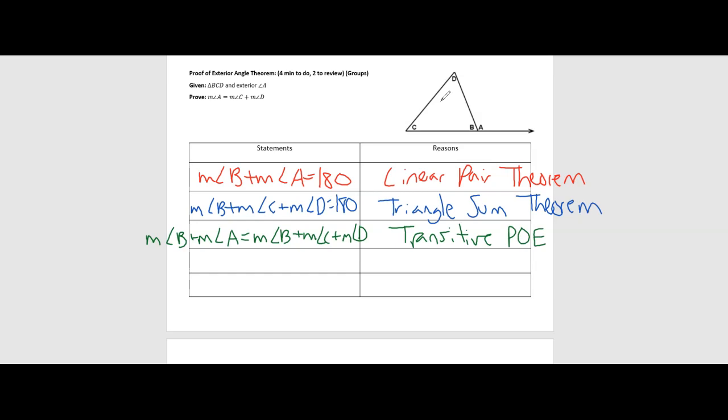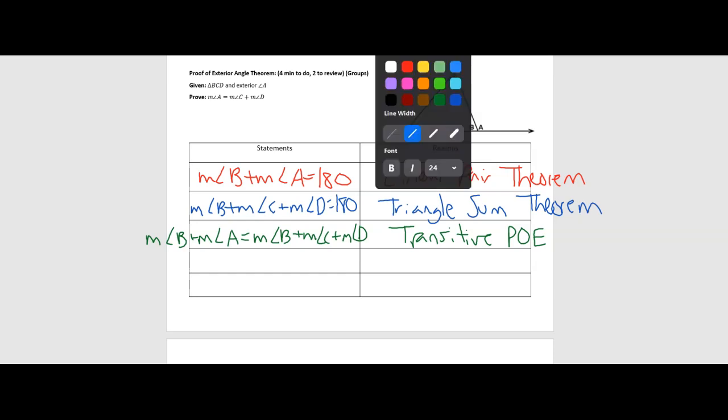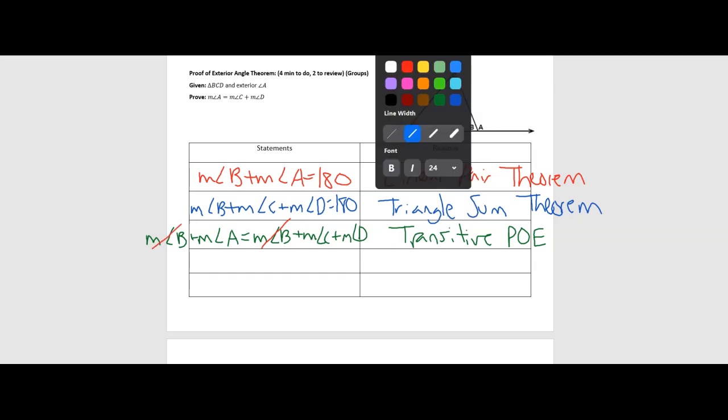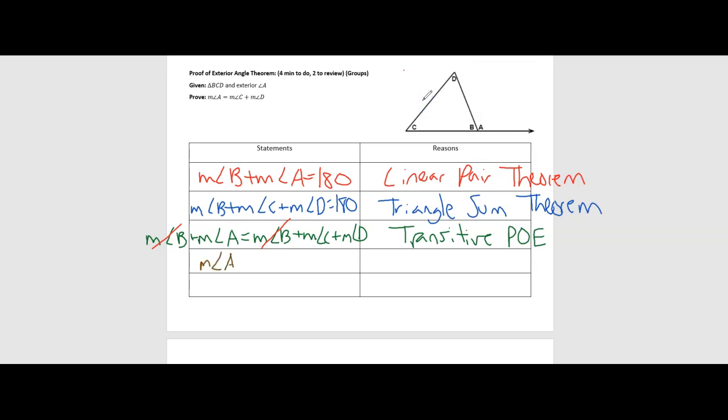Okay, remember I want to prove that the measurement of angle A equals the measurement of angle C plus D. Well, here we go. I can subtract the measurement of angle B from both sides, and I am left with the measurement of angle A equals the measurement of angle C plus the measurement of angle D. And this is due to the subtraction property of equality. And we're done. We didn't end up needing this box down here at all.